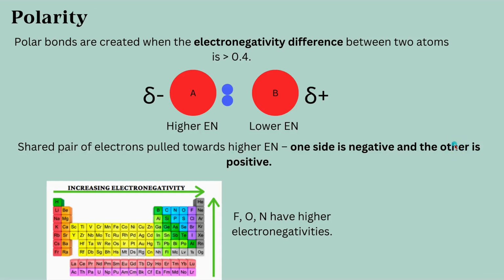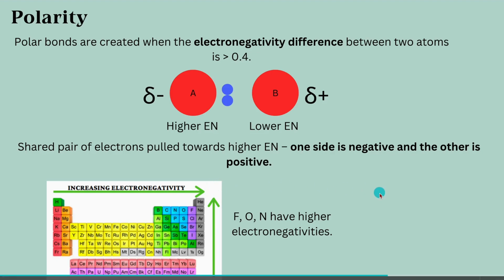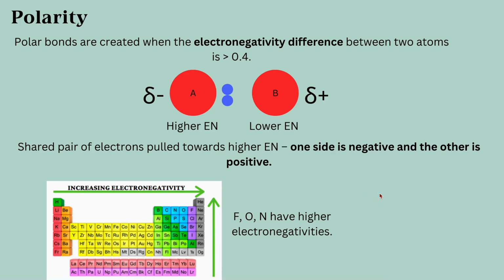Now finally, let's talk polarity. Polarity is created when the electronegativity difference between 2 atoms is greater than 0.4. We learned about electronegativity in the last unit. You see the electronegativity increases across the periodic table in these 2 ways. Electronegativity is basically the attraction between the nucleus and electrons. So an atom with higher electronegativity is going to attract electrons more.